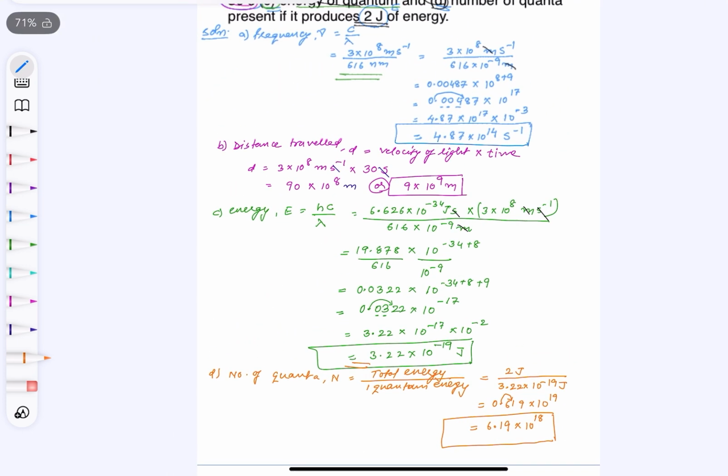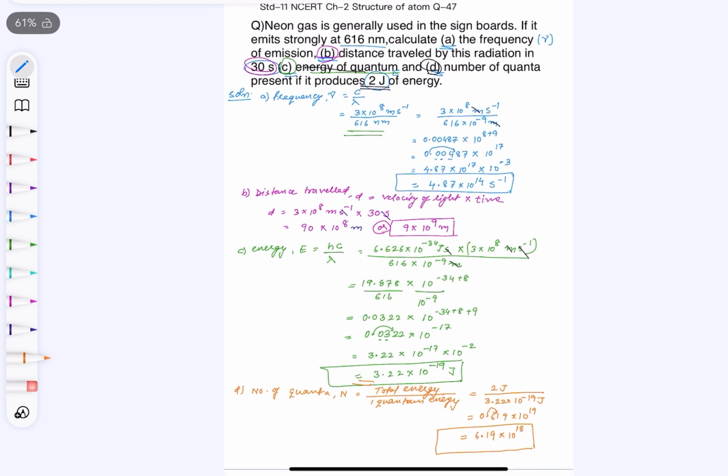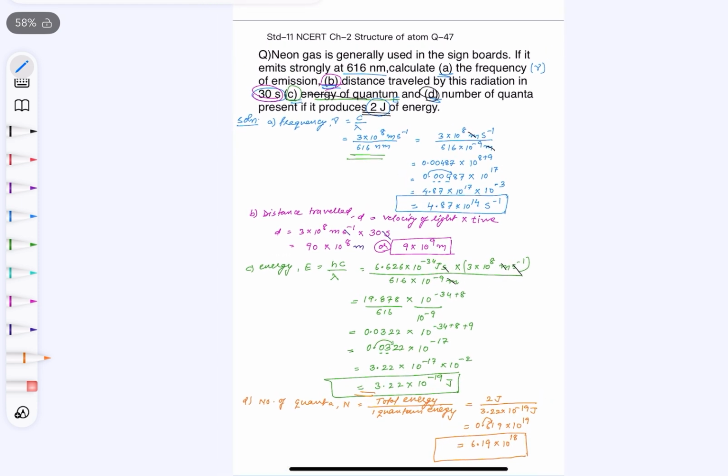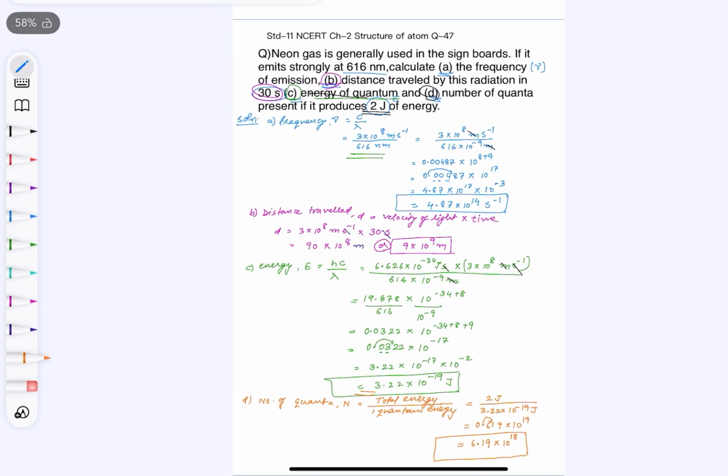So you can see that the question was having 4 parts and we have solved them step by step like this.